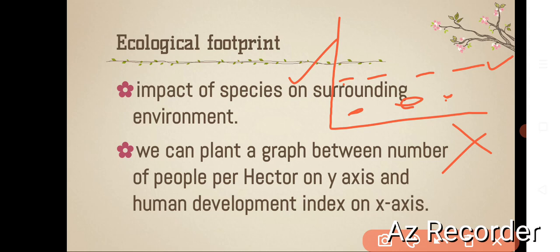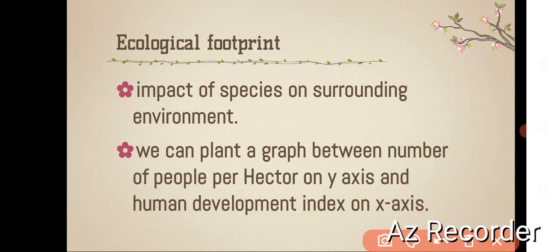And as we go towards the higher values on the graph, somewhere like at this point we can have countries like Saudi Arabia, and then at the top the most developed countries like the United States. But this graph is quite limited, because here we have taken only one variable, that is number of people per hectare.